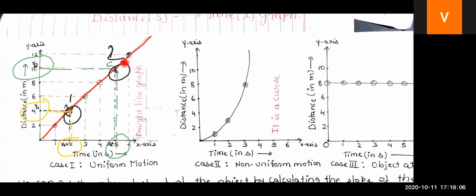So change in y coordinate will be given by y2 minus y1, and change in x coordinate will be given by x2 minus x1. Right, children?